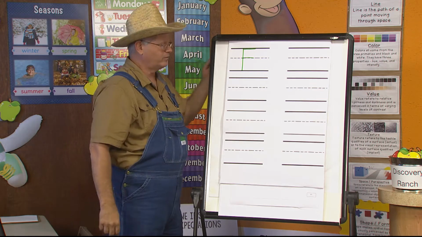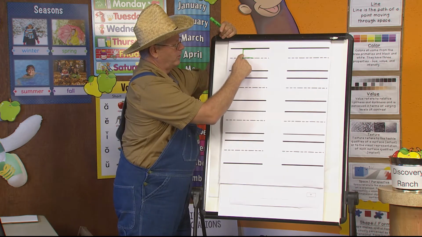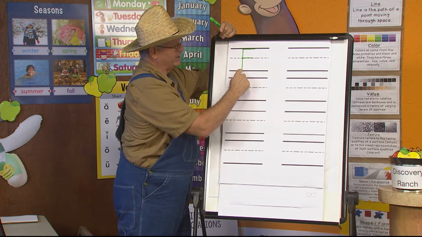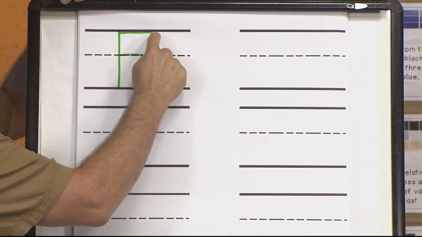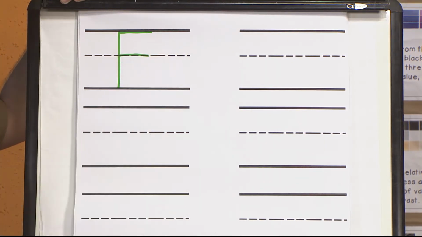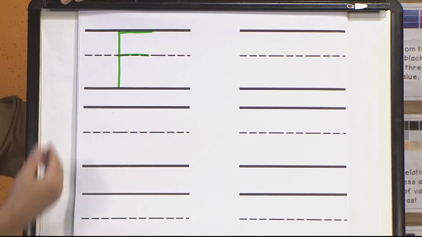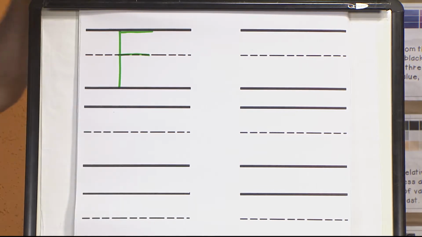Let's do it again with our finger. I start at the top and I go down, all the way down to the bottom line, and then I'm going to stop. Pick up my finger, go to the top and go over once, and then go to the middle and go over twice. There you go. And that is the uppercase F. Let's do the lowercase f.